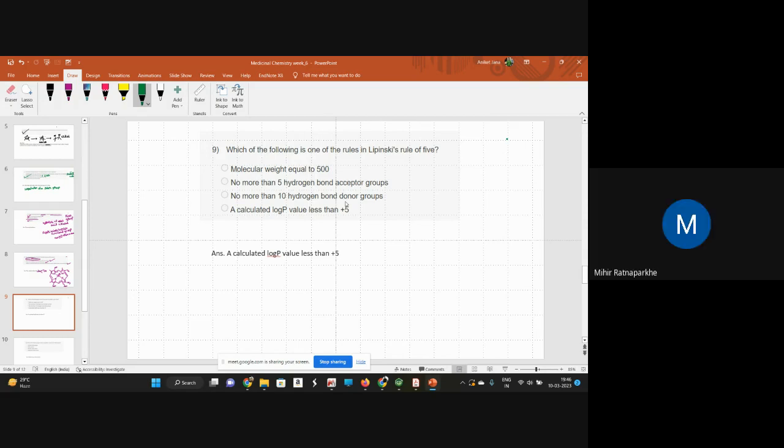Molecular weight is either less than 500, sir? Less than 500. Molecular weight should be less than 500. Yeah, it is not practicable. If the molecular weight is equal to 500, then each and every drug should be of 500 molecular weight. Right? So this is not practicable. So the molecular weight should be less than 500.